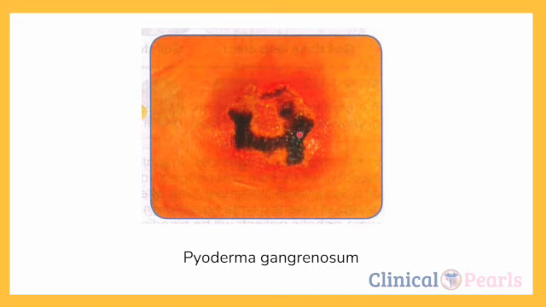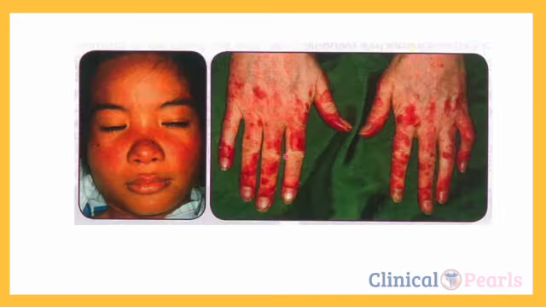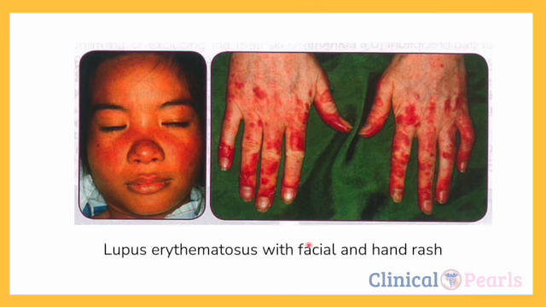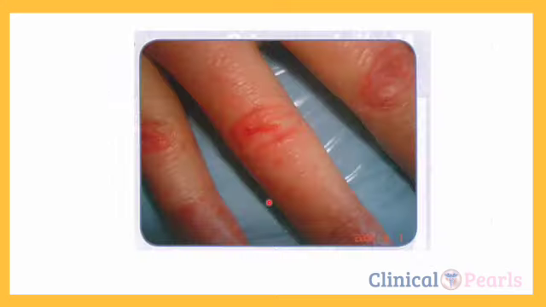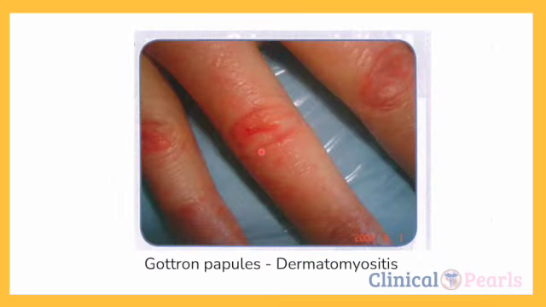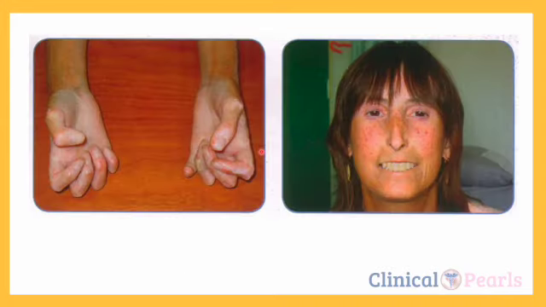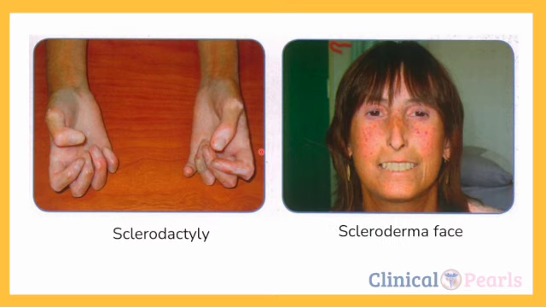Next is pyoderma gangrenosum, which is a large painful sore. This is lupus erythematosus with facial and hand rash. This is Gottron papules, signifying dermatomyositis. This is characterized by scaly and erythematous lesion, especially on the extensor surfaces. This is sclerodactyly. This is scleroderma of the face.